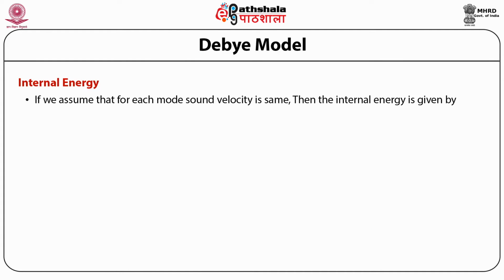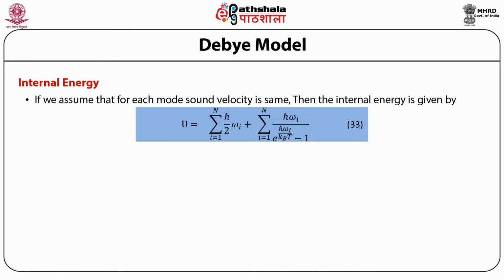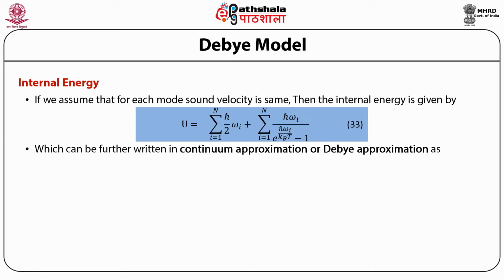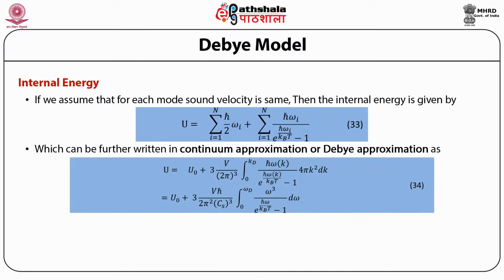If we assume that for each mode the sound velocity is the same, then the internal energy is given by U equal to the summation over i equal to 1 to N of ħω_i upon 2, plus the summation over i equal to 1 to N of ħω_i divided by e raised to power ħω_i upon k_BT minus 1, which can be written further in the continuum approximation or Debye approximation as U is equal to U₀ plus 3 times V upon (2π)³ integral from 0 to k_D of ħω_k divided by e raised to power ħω_k upon k_BT minus 1 into 4πk² dk, which is equal to U₀ plus 3 times Vħ upon 2π² Cs cube integral from 0 to ω_D of ω³ upon e raised to power ħω by k_BT minus 1 dω.